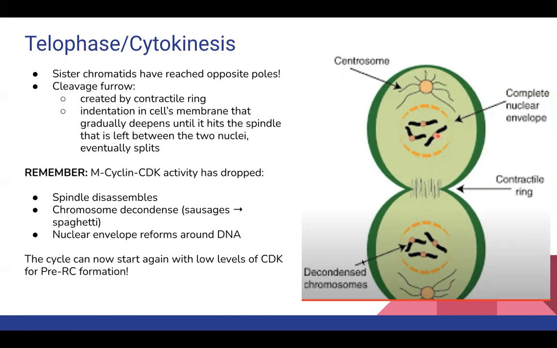And when this all happens, you have to remember M-cyclin CDK levels have now dropped dramatically because we're ending pretty much the cell cycle at this point. So spindle fibers are going to be disassembling now because there's no need for them until they start this whole process again. The chromosomes are now decondensing from sausages to spaghetti, so just the opposite. And then the nuclear envelope is reforming around the DNA to basically make two identical cells. And now, since we've got low levels of the M-cyclin CDK, we're able to restart the whole process back in G1 with the low levels of CDK because that'll start causing pre-RC formation.